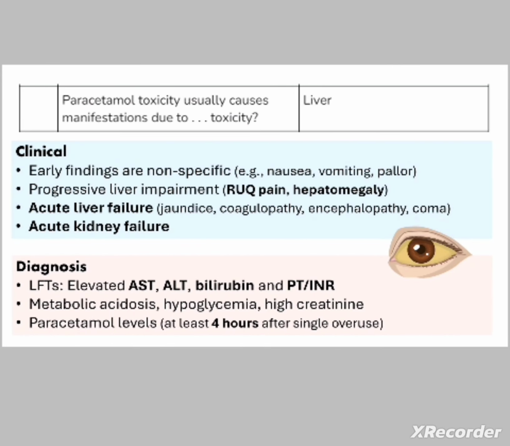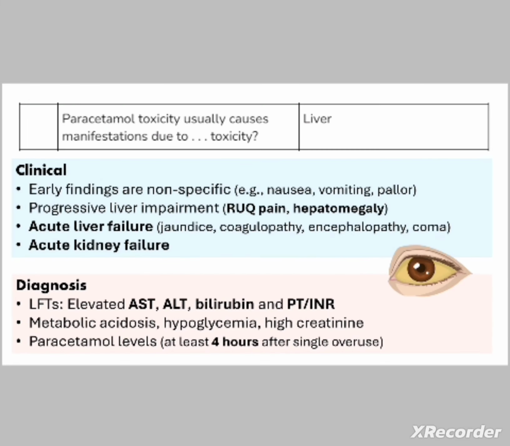So let's come to the clinical manifestations and diagnosis of paracetamol poisoning. There is a question asking about paracetamol toxicity, which usually causes manifestations due to liver toxicity. So the liver is the target of paracetamol poisoning. Regarding the clinical manifestations, early findings are non-specific, such as nausea, vomiting, and pallor, and then there will be progressive liver impairment. Progressive liver impairment can present clinically with right upper quadrant pain and hepatomegaly, and the patient can progress to acute liver failure, which is potentially fatal.